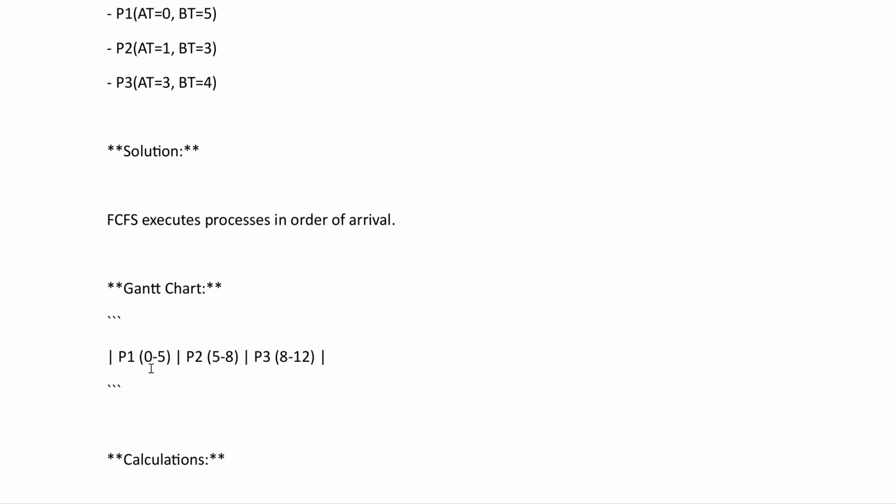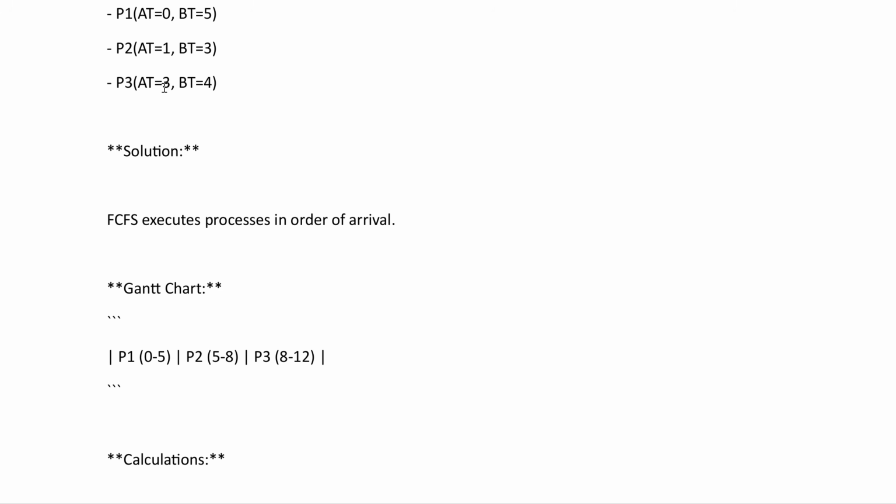P1 arrives at time 0. So P1 arrives first and its burst time is 5, so P1 will be executed up to time unit 5. Then P2, which arrived at 1, has already arrived because we have reached 5 units of time. P2 will complete its execution at 8 units of time because its burst time is 3, that is, 5 plus 3 is 8.